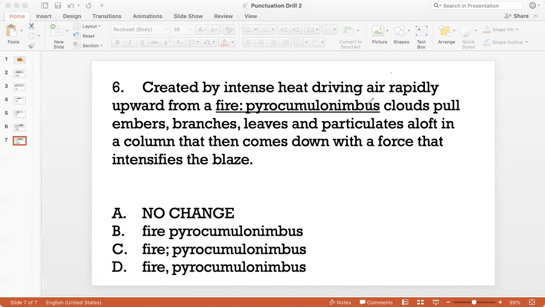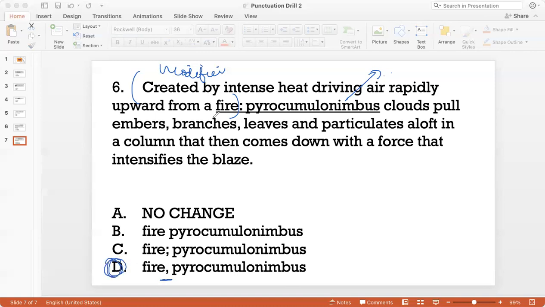So here I'm defining what a pyrocumulonimbus cloud is. And this part, therefore, is a modifier. A modifier is something that describes a subject. And the modifier is placed next to the subject it refers to. So when I have a modifier in a sentence that starts the sentence, I need to put a comma between the modifier and the subject. So, created by intense heat driving air rapidly upward from a fire, comma, pyrocumulonimbus clouds pull embers, branches, etc. So here D is the right answer.